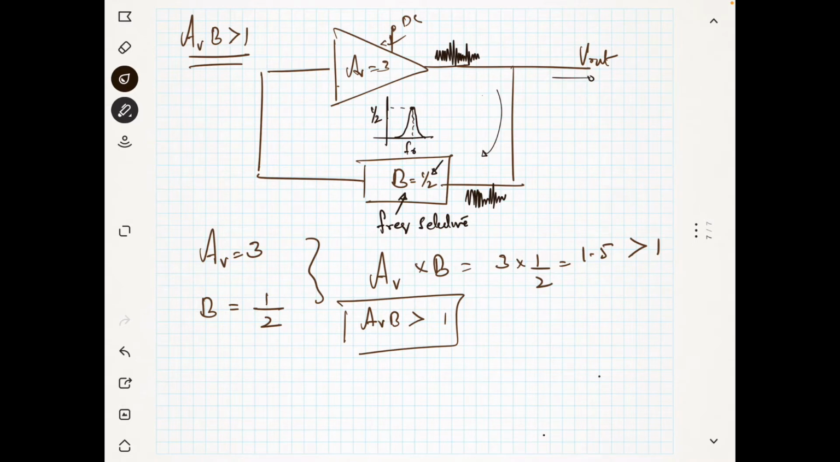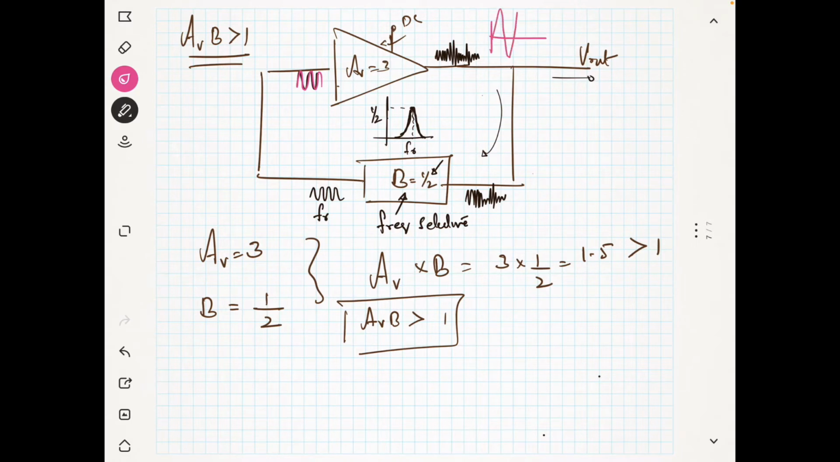So many frequencies are coming here, and all other frequencies will get blocked, and it will select mainly only your FR frequency. So at the output you will have FR. The signal with the frequency FR will be at the output, and that will be reaching the amplifier. Now the gain of the amplifier is equal to 3, so it will amplify 3 times.